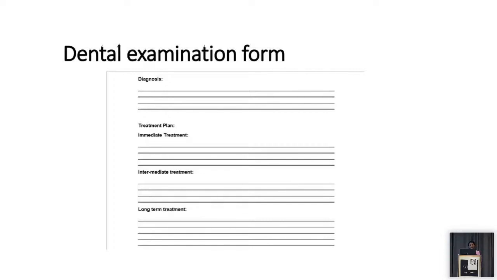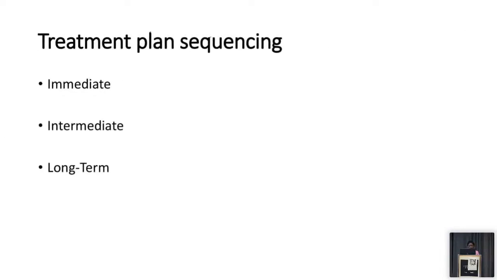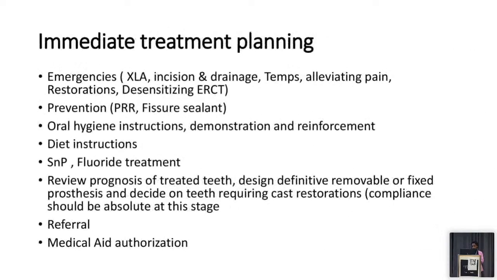You can just jot down small things. So this is part of the treatment planning or sequencing or phasing I was talking about: immediate, intermediate, and long term. With your immediate treatment plan, obviously you do things that the patient came for at that moment. It's different for a patient with a smile for the smile makeover, but for most of the patients, they come just to alleviate pain.